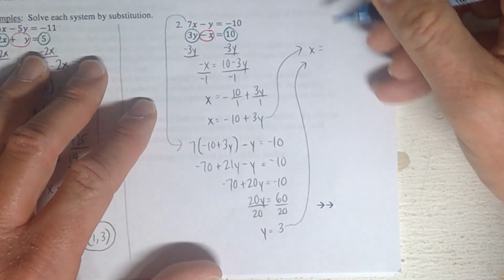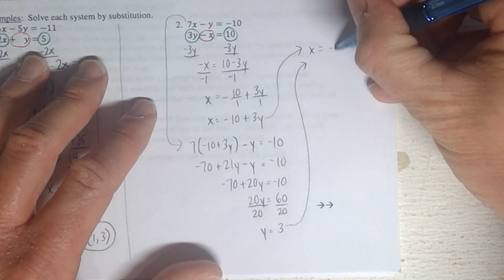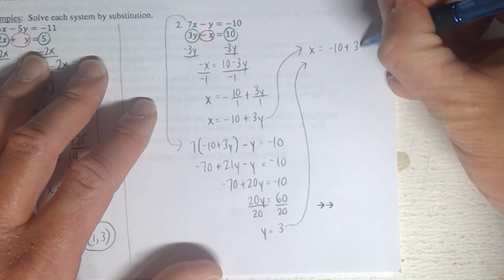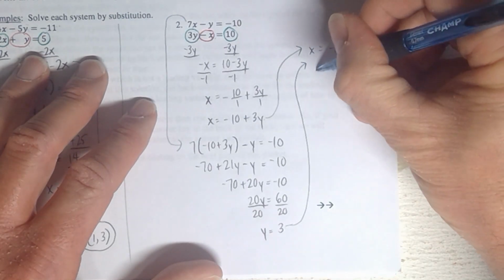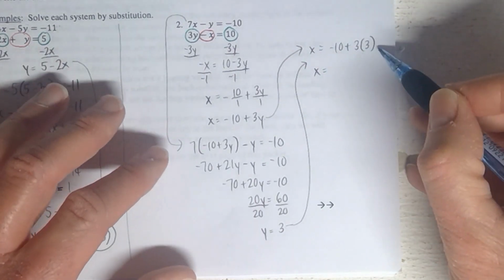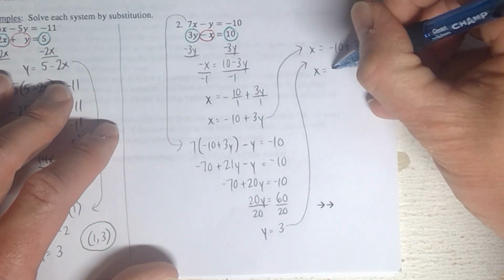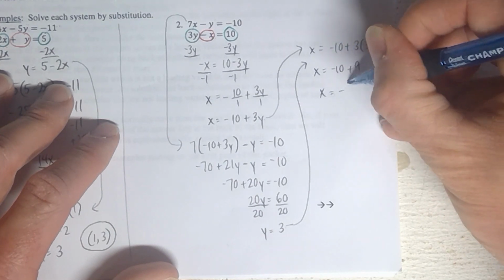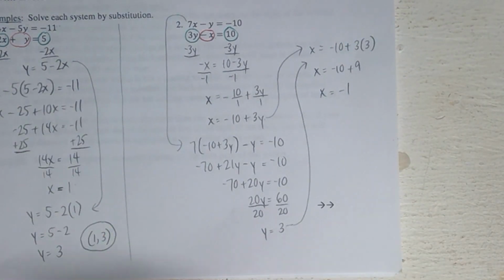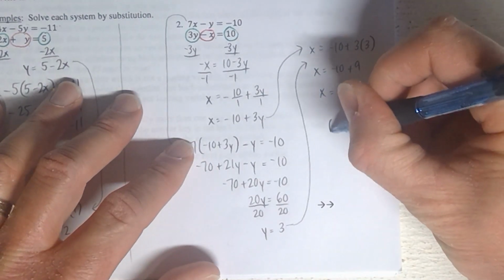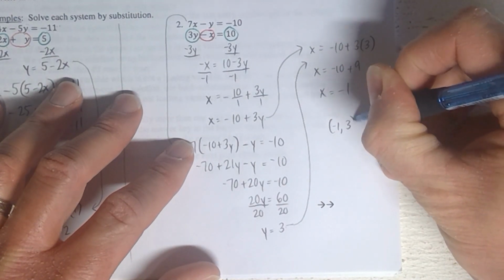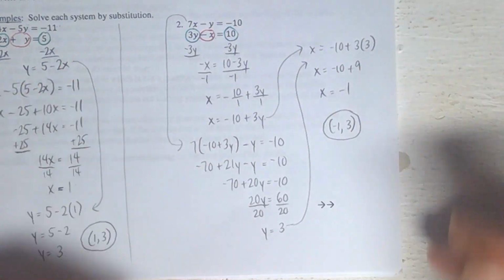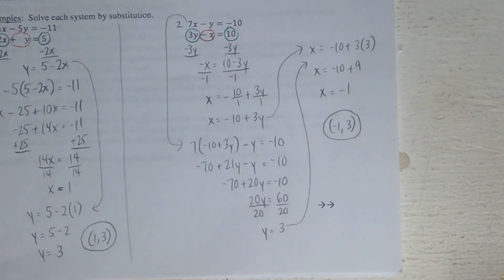I just need to plug in the y equal to 3, like this. And then, since the x is already by itself, I just need to figure out what the other side's equal to. Multiplication comes first, then addition. What's my final answer? My final answer is -1 for x and 3 for y, just like that. Okay, so that is the substitution method.